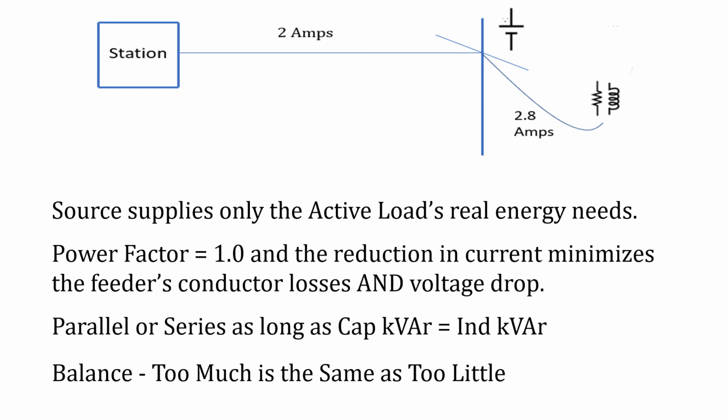But if instead there were 2.5 amps of capacitive current, then 2 amps of that would have been canceled, and the extra 0.5 amp of capacitive current would be added to the resistive current. That would result in the same magnitude of current flow on the distribution feeder and the same losses and voltage drop caused by the excess inductive current. So in general, whether it's inductive or capacitive, excess reactive current causes line losses and voltage drop that's undesirable.